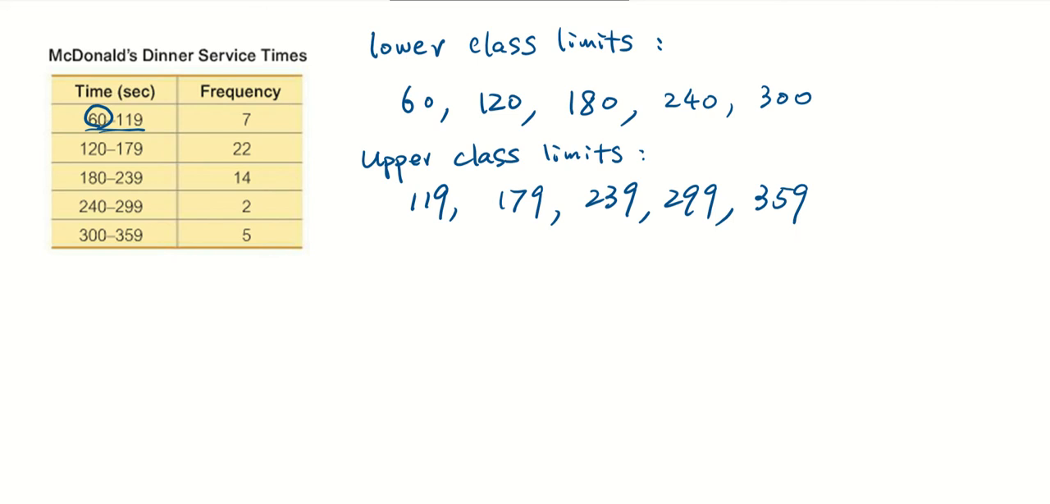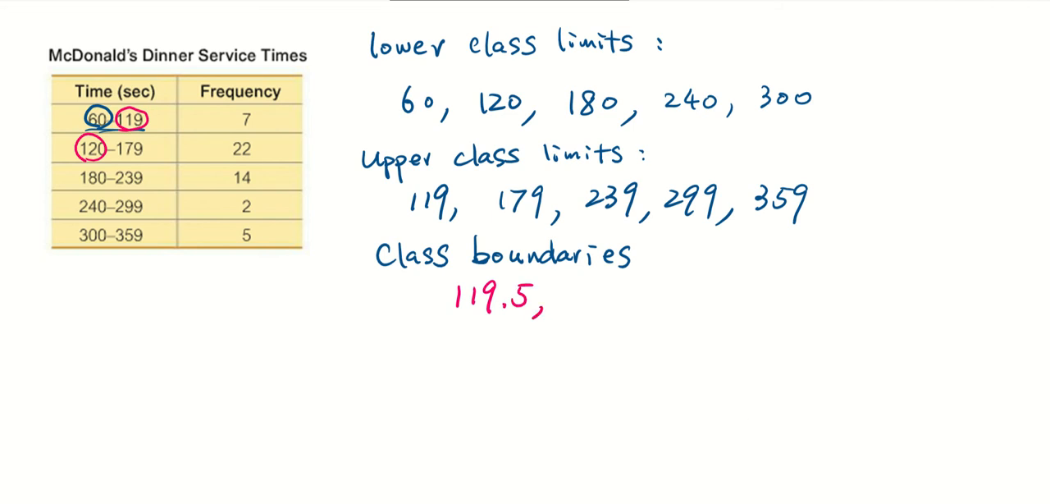Next definition is called class boundaries. So class boundaries are the numbers that separate the classes. For example, to separate the first class and the second class, the biggest number in the first class is 119, right? The smallest number in the second class is 120, and the class boundary between those two classes will be 119.5.